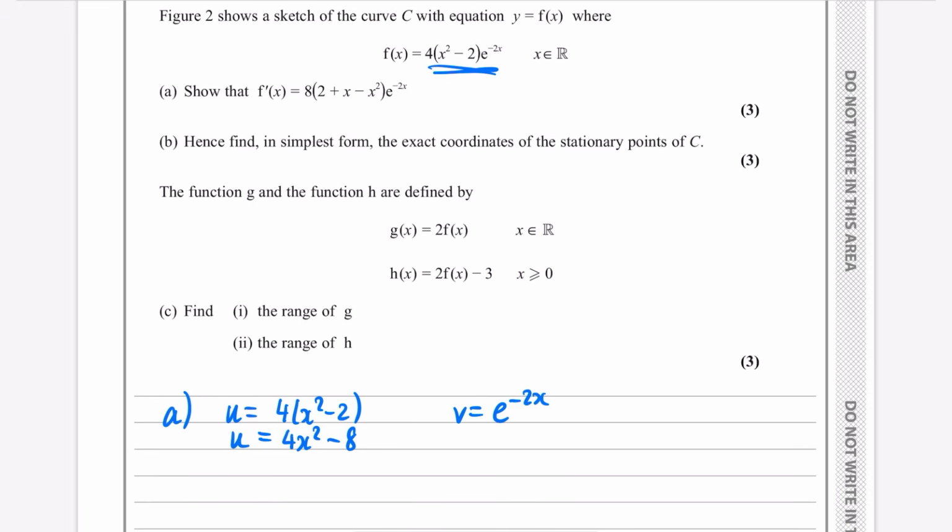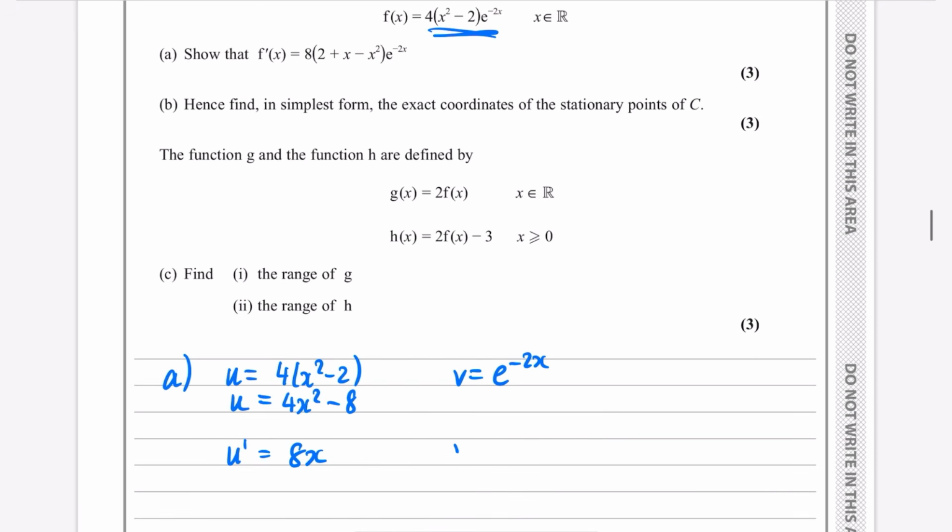So I'm going to differentiate this by finding out what u dash is. That's going to be 8x. And v dash, that is going to be minus 2 e to the minus 2x. The product rule is when we do these 2 multiplied and these 2 multiplied.